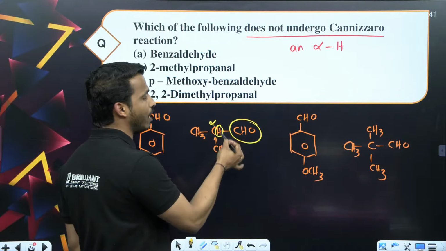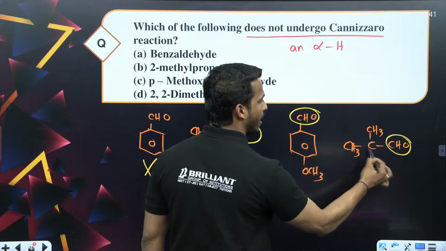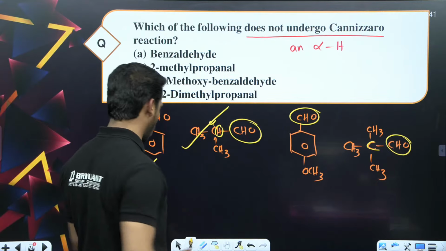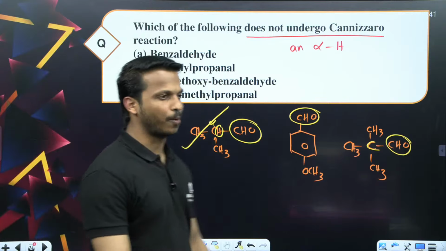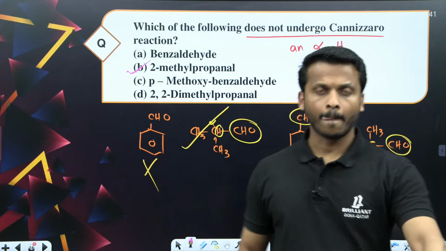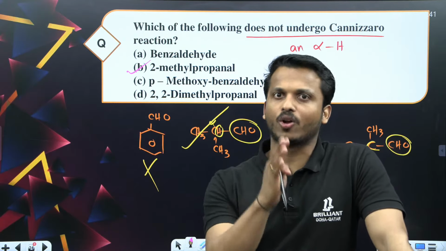So it won't give the Cannizzaro reaction. See benzaldehyde here, this is also an aldehyde with no alpha hydrogen. Yes, I will go with option B with you. B, 2-methyl propanal is the one. It's actually simple. You know, Cannizzaro, aldol, actually simple.